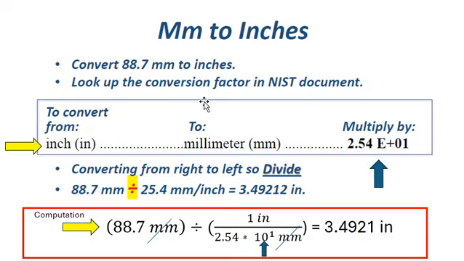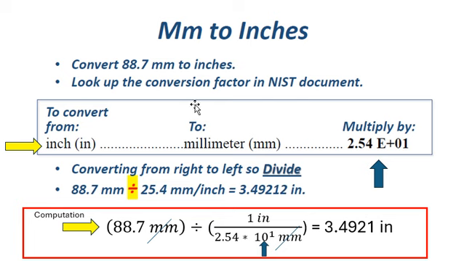Then we're going to go back to inches from millimeters. We use the same standard. This time you're going millimeters to inches, backwards, so we're going to divide. We're given 88.7 millimeters, and we're going to divide with this number, which is 2.54 times 10 to the power 1, which is going to give you 25.4. So this divided by this is going to give you 3.49212 inches.